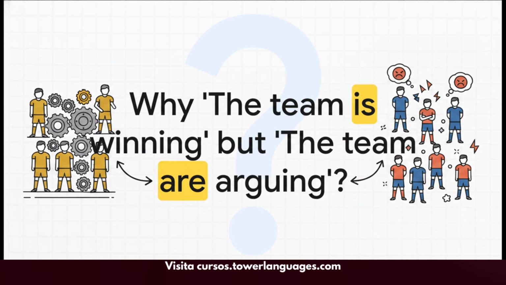Sooner or later, a sharp student is going to ask you this exact question. And when they do, that's an amazing teaching moment. So how do you explain it? Well, analogies are your best friend here. You could say, when the team is winning, they're working together like one well-oiled machine, a single unit. But when the team are arguing, they're not a unit anymore, right? They're a bunch of separate individuals. That usually makes it click.